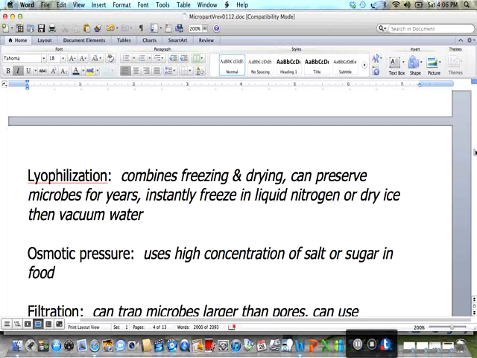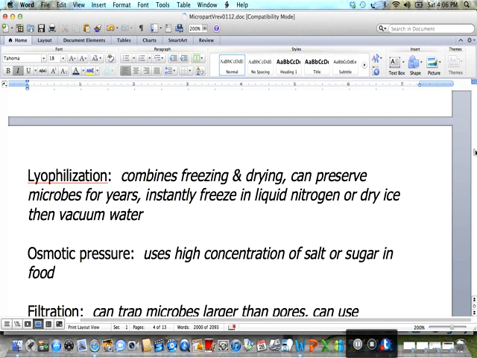Lyophilization combines freezing and drying. This can preserve microbes for years. They are instantly frozen in liquid nitrogen or dry ice, and water is vacuumed out. High concentrations of salt or sugar in food can be used to alter the osmotic pressure and inhibit microbial growth.